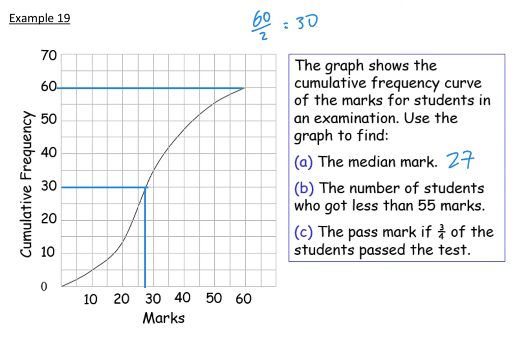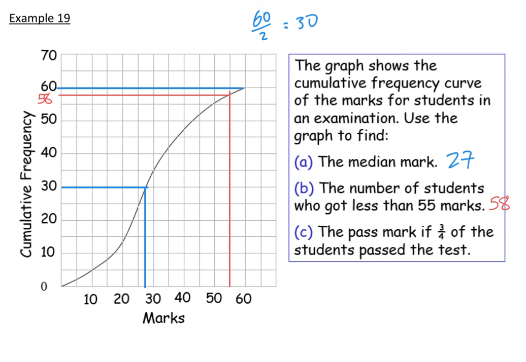To find the number of students who get less than 55, we go up from 55 on the marks axis, and then draw the line to the cumulative frequency. We can see that's about 58. So we know that 58 people have scored 55 marks or less.